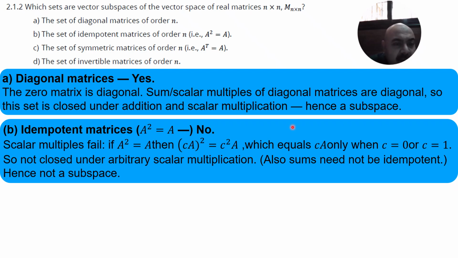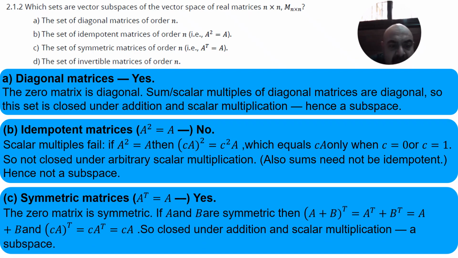For the idempotent matrices, it's not going to hold. Because what are the idempotent matrices? We saw a very good question about the idempotent matrices, where A squared is equal to A. Then if you have (cA) squared, it equals c squared times A, which is a failure in the multiplication by a scalar, so it's not going to be a subvector space.